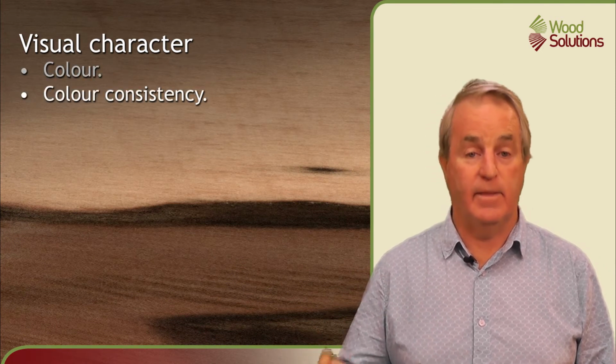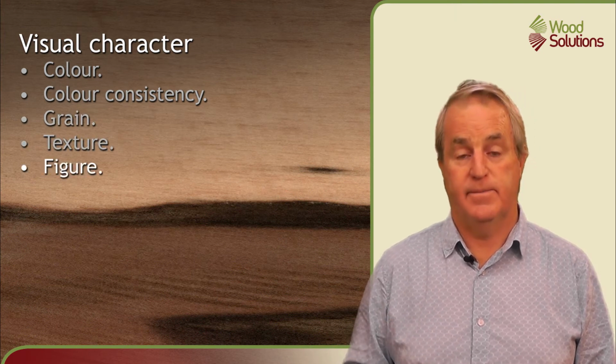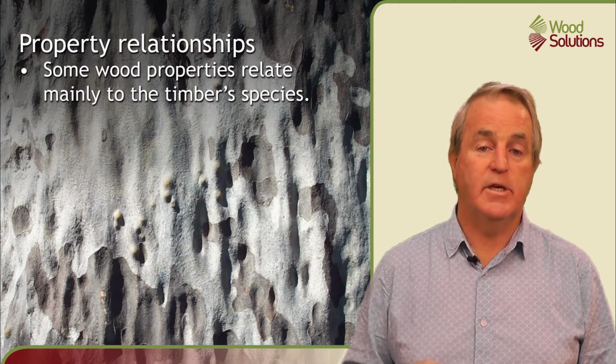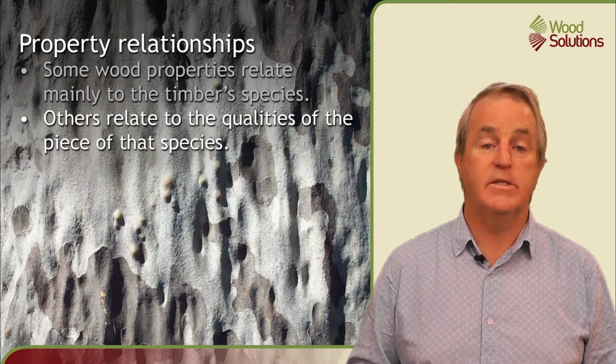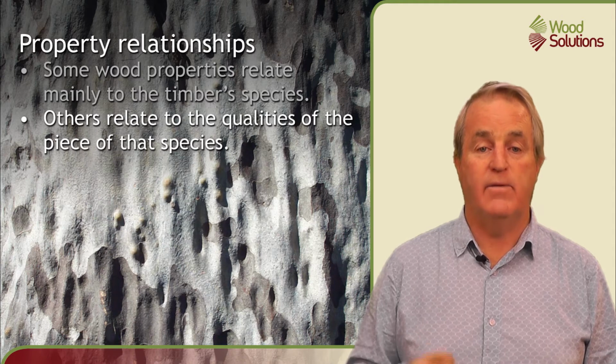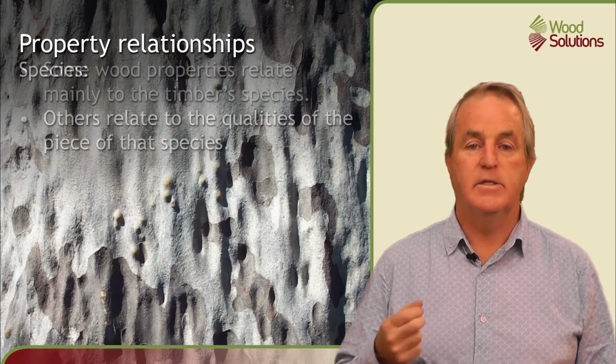chemicals. There are also aspects of its visual character to consider, including the wood's colour and consistency of colour in the piece, and its grain, its texture, and its figure. Sometimes these properties relate simply to the timber species, while at other times they relate to the qualities of the actual piece of timber of that species.